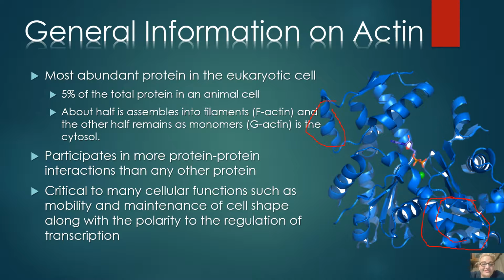Actin participates in more protein-protein interactions than any other protein, so it uses other proteins to do its duties. It's the only one that uses some of these other proteins that sometimes could be totally irrelevant, but actin has many duties, and without actin, our body would not function the way it does. It's critical to many cellular functions such as mobility and maintenance of cell shape, along with polarity and the regulation of transcription. Without actin, we wouldn't be able to transcribe genes, or have offspring, and we wouldn't be able to move our muscles. We wouldn't be able to divide cells in cytokinesis. Actin has a lot of duties.